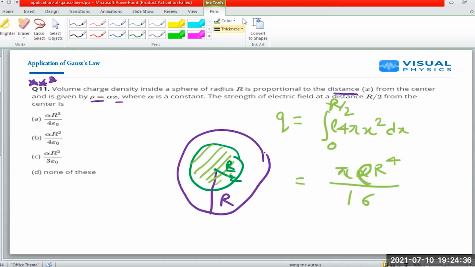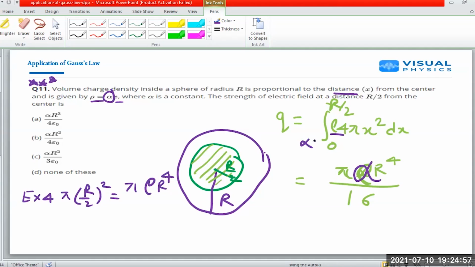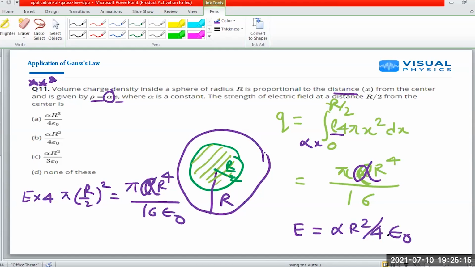Then I have to find the electric field, sorry, from Gauss law. I know E into 4 pi (r by 2) square must be equal to pi alpha r to the power 4 by 16 epsilon naught, not rho, it is alpha, because rho is given as alpha x. So my E will come out to be alpha r square by 4 epsilon naught. On solving further, you will get this answer. Next question.